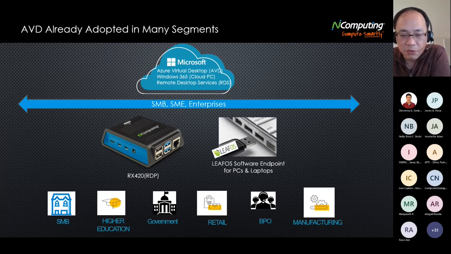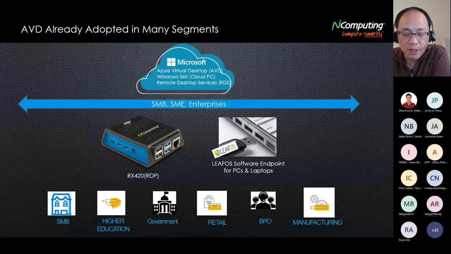So one of the emerging use cases is they want to deploy Windows 11 in the cloud, leveraging their existing PC laptops. And that seems to work very well. It runs very fast. And in fact, you can run Windows 11 in the cloud with our RX 420 as an endpoint. It works very, very nicely.